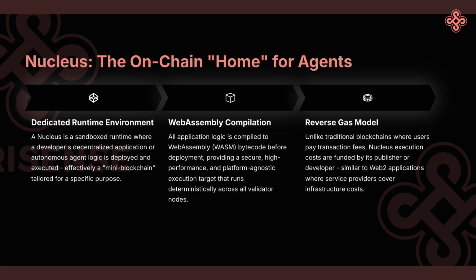In the third part of our series, we focus on the concept of the nucleus, which serves as an on-chain home for agents within the Verisense architectural framework. To understand its role, consider the nucleus as the custom-built vehicle constructed around the high-performance engine known as Monadring. Essentially, a nucleus acts as the dedicated, sandboxed runtime environment where a developer's decentralized application or autonomous agent logic is deployed and executed. It's comparable to a mini blockchain crafted for a distinct purpose.